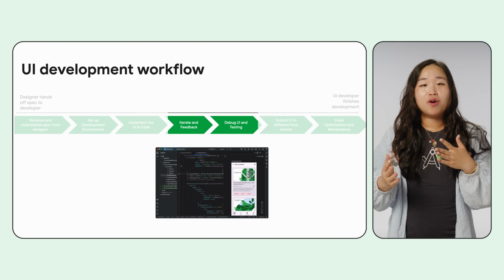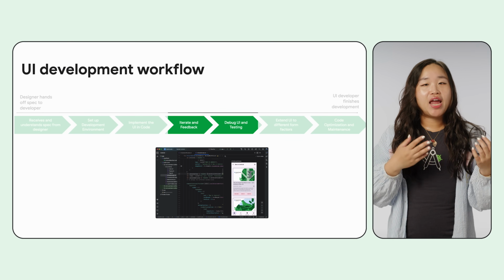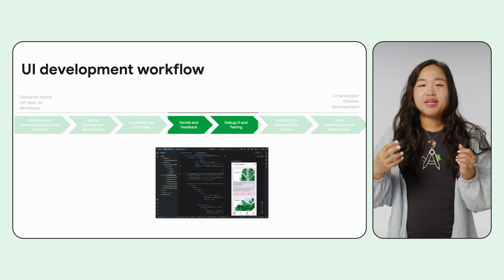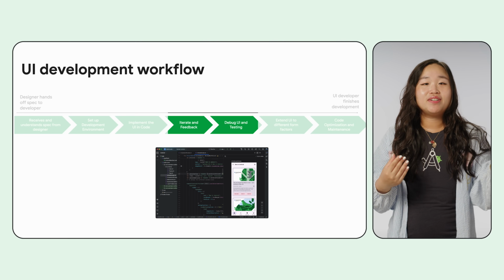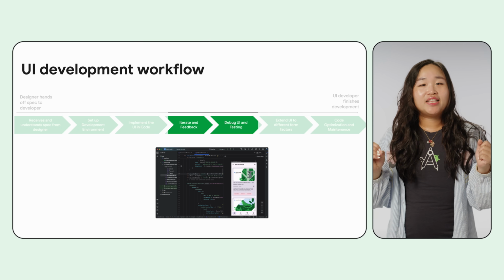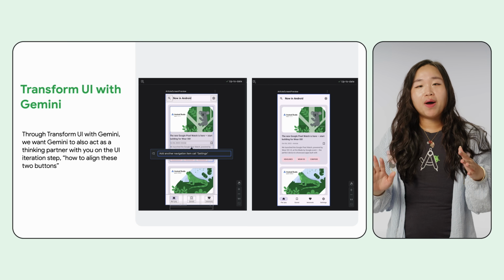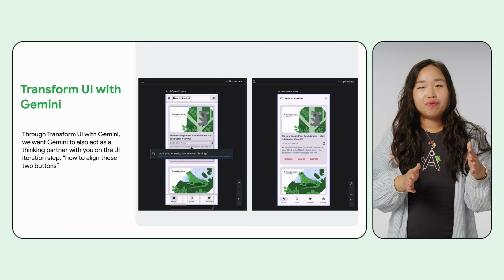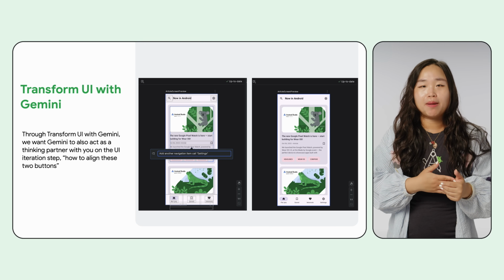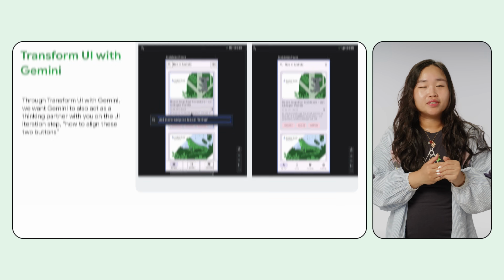Then, with some back and forth validation from design to developer, you may start to check for any common bugs, optimize for performance, maybe extend it to make sure that the UI scales across different device types. Then finally, check in the code. With transform UI with Gemini, we want Gemini to also act as a thinking partner with you through the UI iteration step. How to align these two buttons, for example.